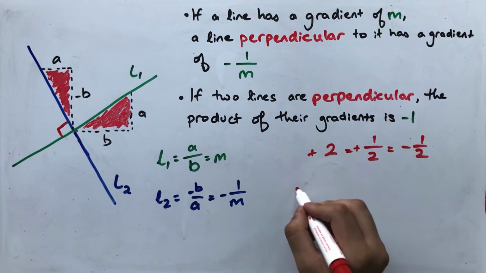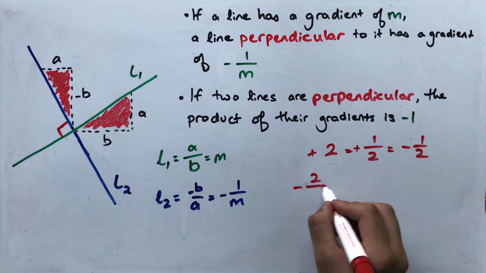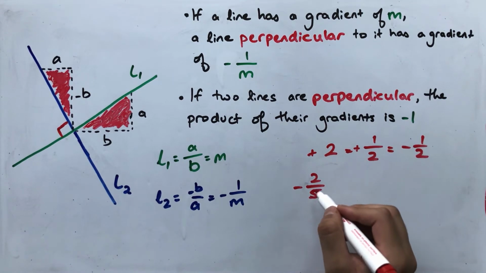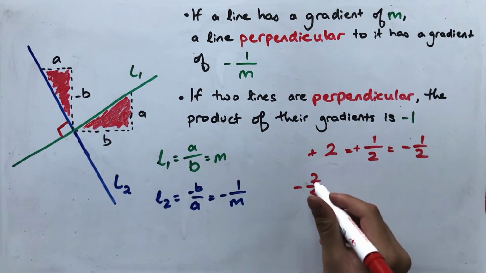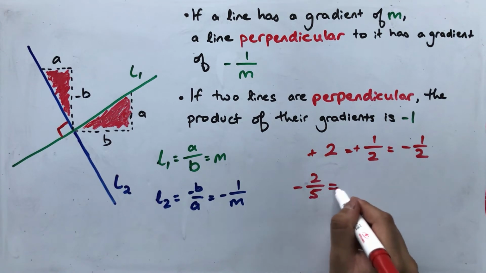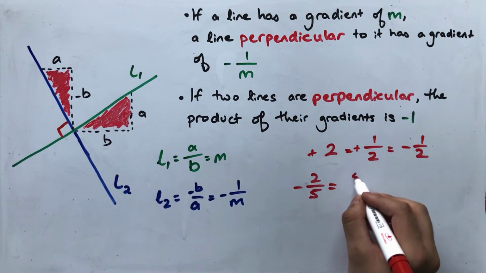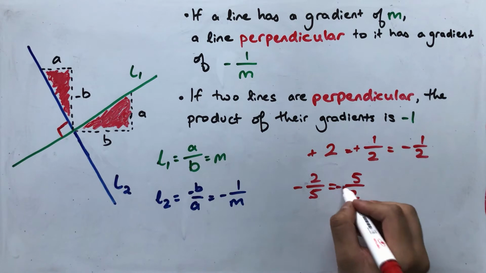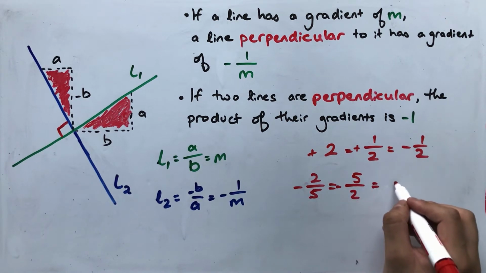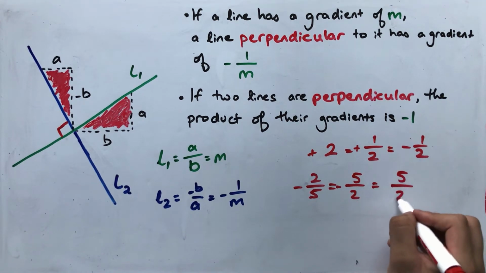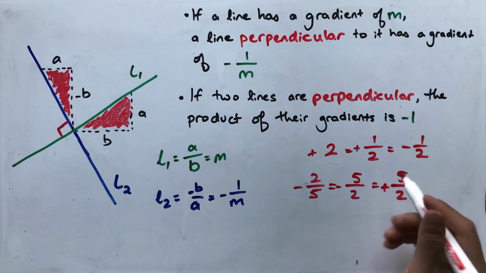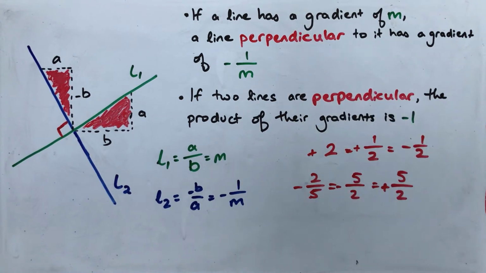Similarly, we could do something for negative, let's say 2 over 5. Now, for a line perpendicular to a line which has a gradient of this, after you flip it and switch it, you get negative 5 over 2, and you switch the sign, which makes it positive 5 over 2. So that's the first point of finding a gradient of a perpendicular line.